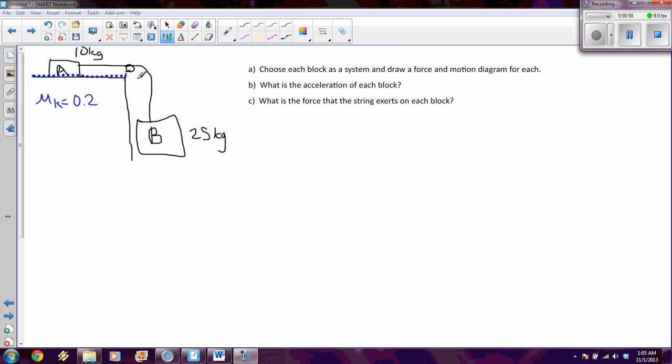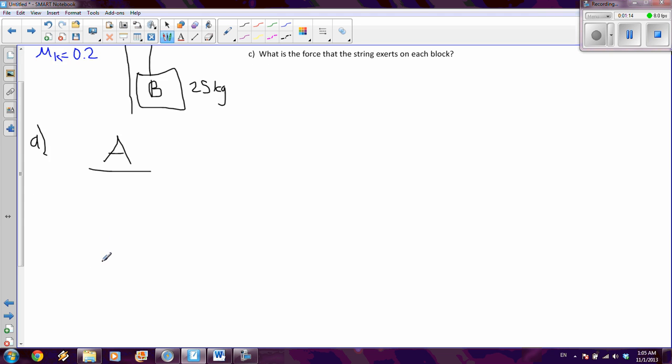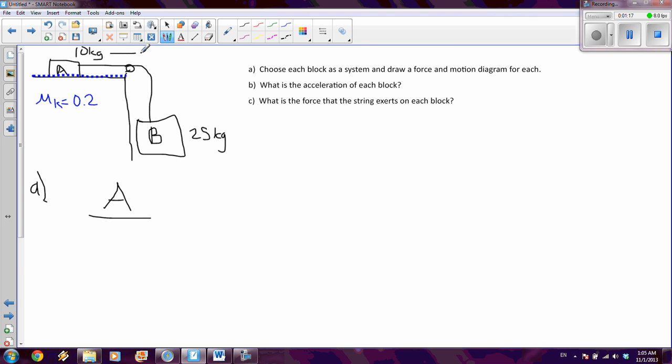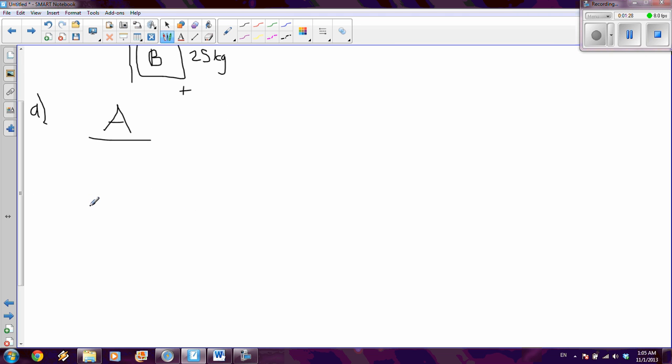So, same three questions as the other two. Choose each block as a system, draw a force and motion diagram. So let's get started. System A. Again, block A is accelerating to the right, block B accelerating down. So we can assign our directions on our sketch. We will be assigning them on our motion and force diagrams as well.